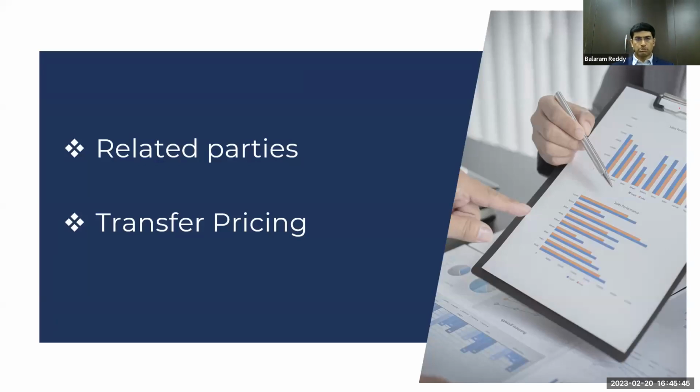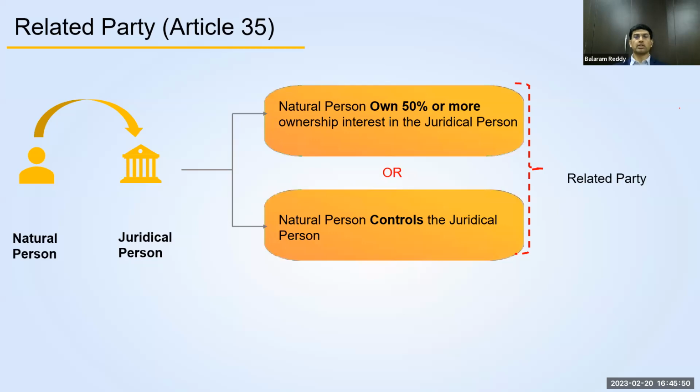Let's quickly run through the related parties and transfer pricing documentation. What is a related party? These related parties can be between natural persons and juridical persons. So if person A owns 50% or more of company B's share capital, then these two become related parties. So this person may control company B. So these two become related parties.